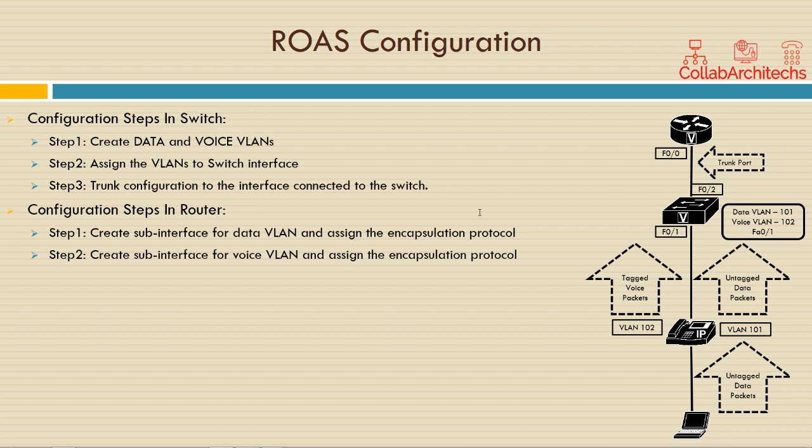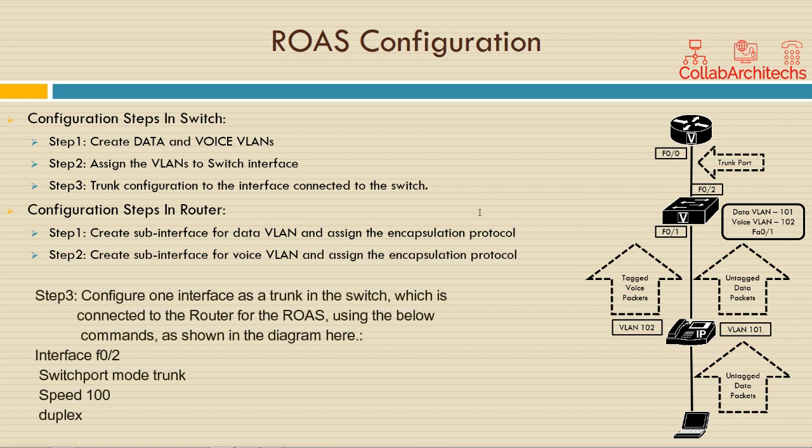Now configure one interface as a trunk in the switch, which is connected to the router for the ROAS, using the command. Go to that interface, Fa0/2, which is connected with the router, and execute the command switchport mode trunk to enable trunking, then provide speed 100, then provide the duplex method, duplex full.